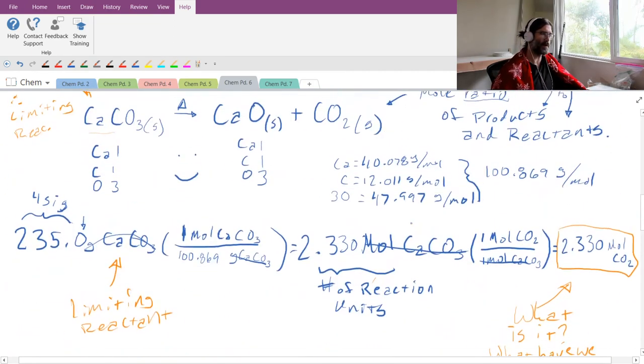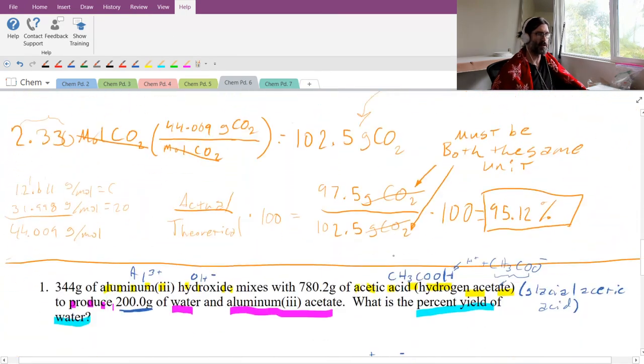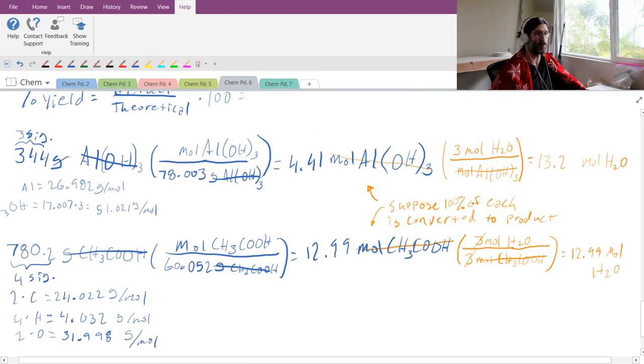Remember that the theoretical yield is the max amount of product if 100% of the limiting reactant is converted to product. We've just supposed that 100% of each of these is converted to product, right? So the product that can be formed from the limiting reactant should be our theoretical yield. We've said that acetic acid is our limiting reactant, so this should be our theoretical yield.